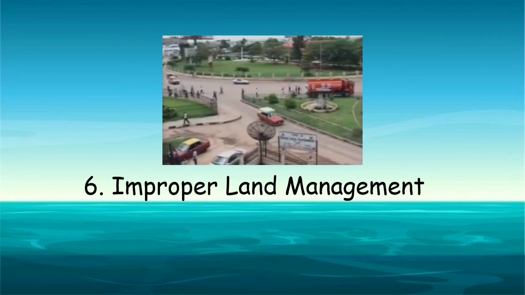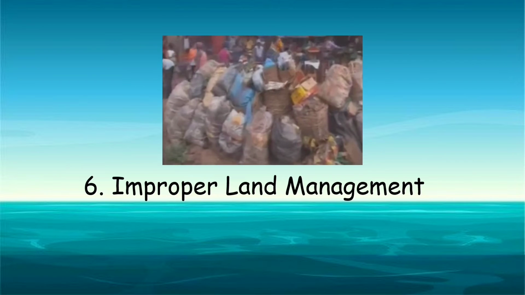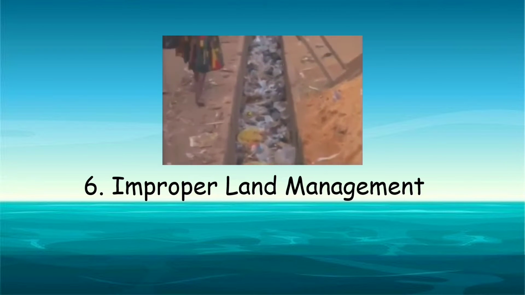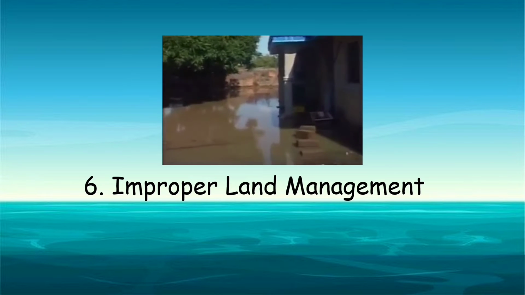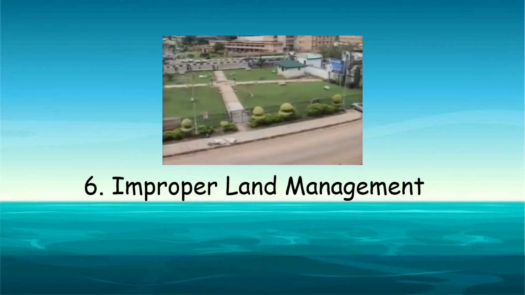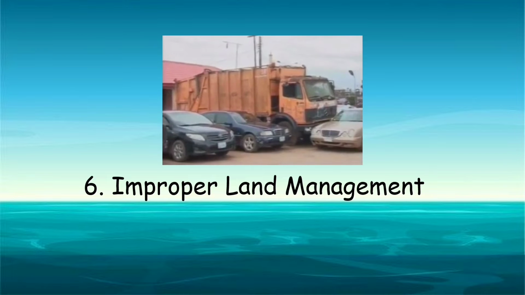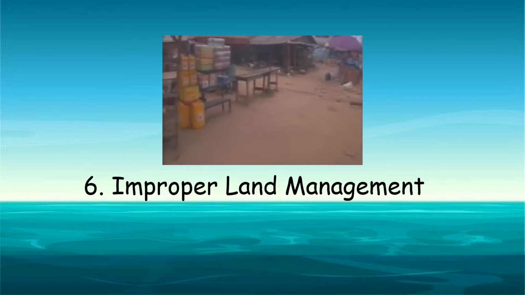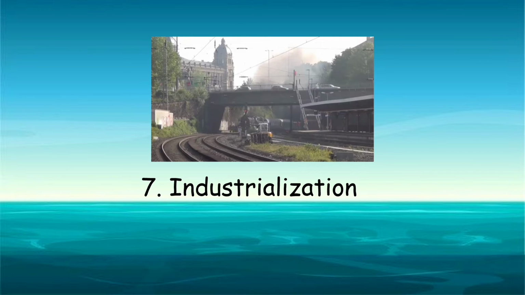Number 6. Improper land management. Agriculture may also contribute to the problem of ocean acidity. It may happen especially when the methods that are employed by the farmers are not suitable. These are methods that may be prone to soil erosion, and in the process the chemicals are washed downstream into the ocean. Number 7. Industrialization.